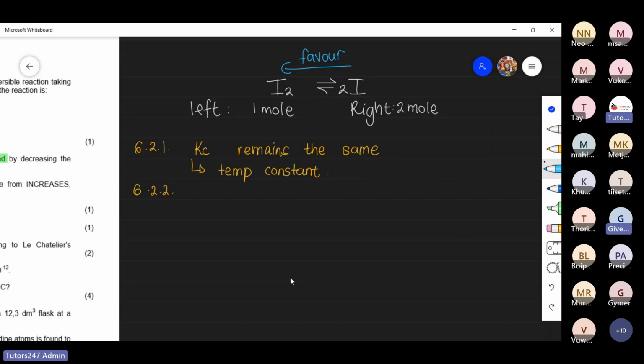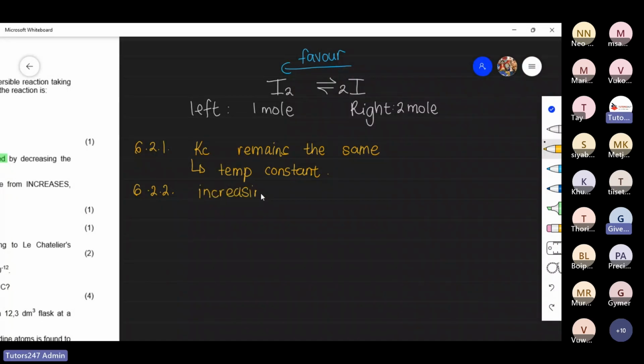So here, it stated that pressure increased. So if pressure increases, we know our rule is whenever there's an increase in pressure, our reaction or our system is going to favor the reaction that tends towards the side with fewer number of moles, in this case being our reverse reaction. So we are favoring the reverse reaction, which means that the iodine atoms is decreasing and the iodine molecules is increasing. So in here, or for question 6.1.2, we are going to state increasing.